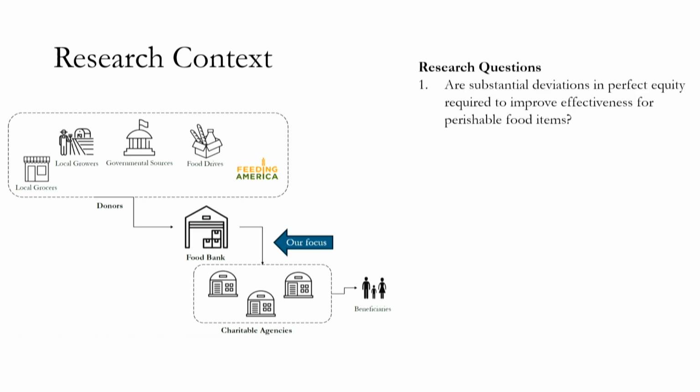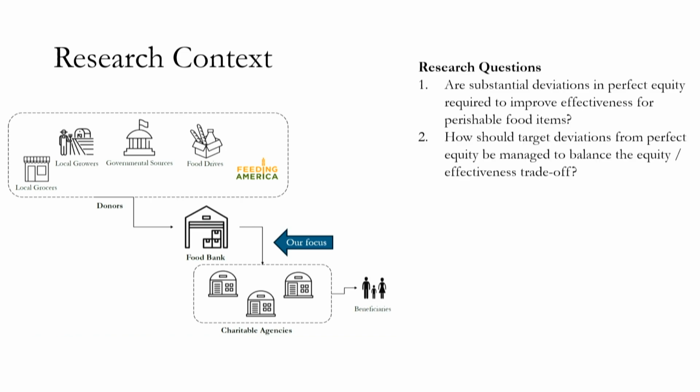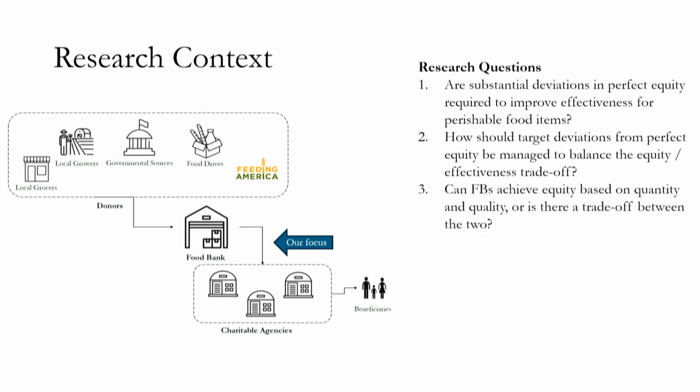Our research questions were: one, are substantial deviations from perfect equity required to minimize food waste for perishable goods? Two, how should the target deviations from perfect equity be managed to balance the equity-effectiveness trade-off? And three, can food banks achieve equity based on quantity and quality, where we measure quality in terms of freshness in this study, or is there a trade-off between the two? Here we were asking: if two people in different areas receive the same amount of food, but one has received completely fresh food, whereas the other has received food that is almost spoiled, is that really equitable?